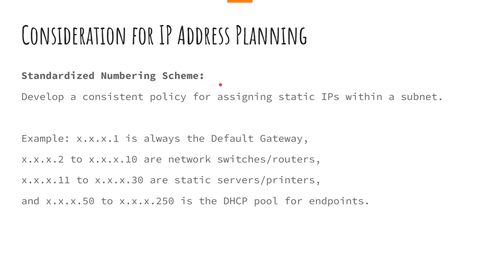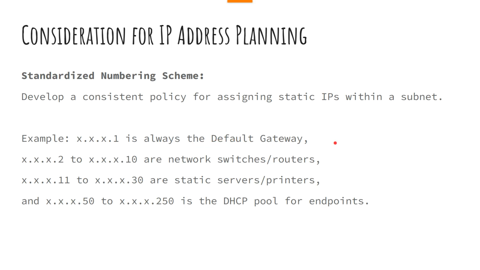Standardize the numbering scheme. Develop a consistent policy for assignment of static IPs within the subnet. This helps a lot because you may have multiple system administrators and multiple network engineers working within an organization. Every time, you don't want to look at the reference copy to see which IP address has been allocated to which machine. So have some kind of a standard policy.